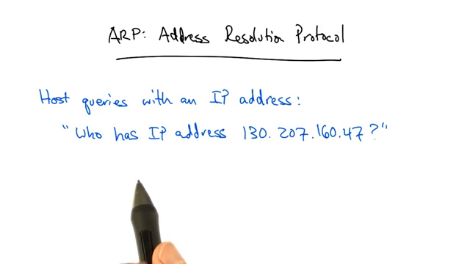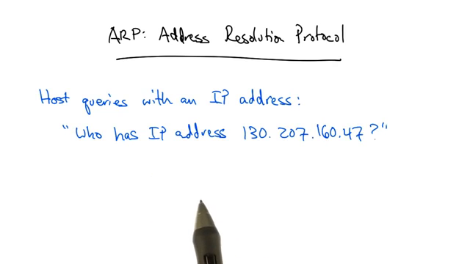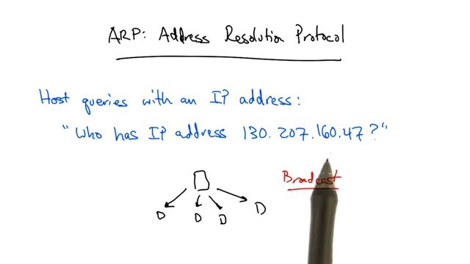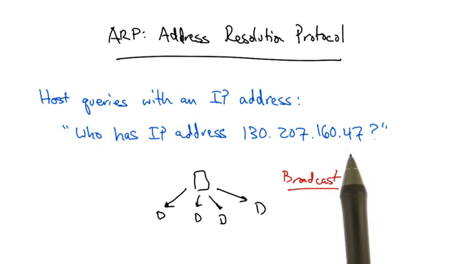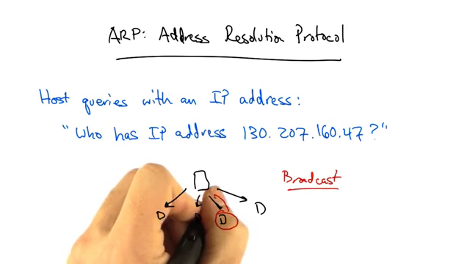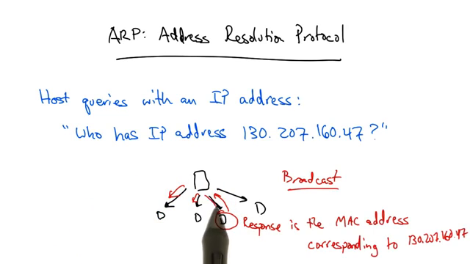In ARP, a host queries with an IP address, broadcasting that query to every other node on the network. That query will be of a form who has a particular IP address, such as 130.207.160.47, and the particular host who has that IP address on the LAN will respond with the appropriate MAC address. So the ARP query is a broadcast that goes to every host on the LAN from the host that wants the answer to the query, and the response is a unicast response with the MAC address as the answer that's returned to the host that issued the query.